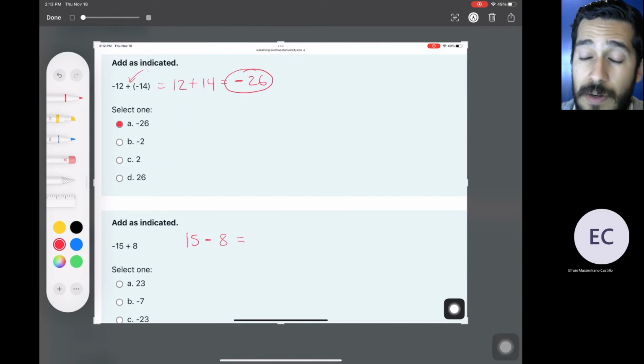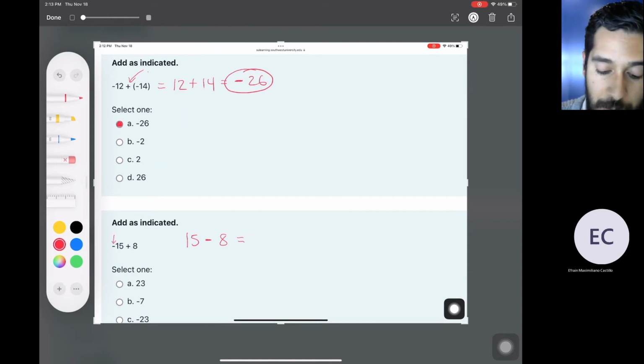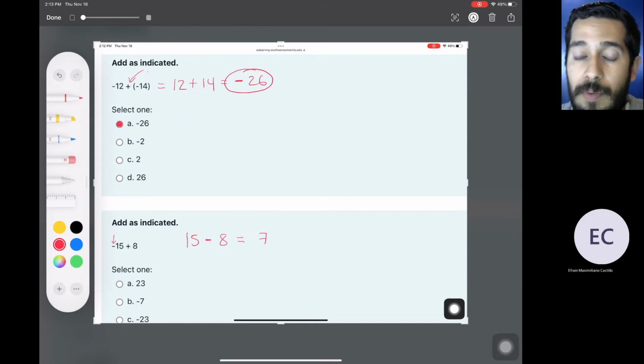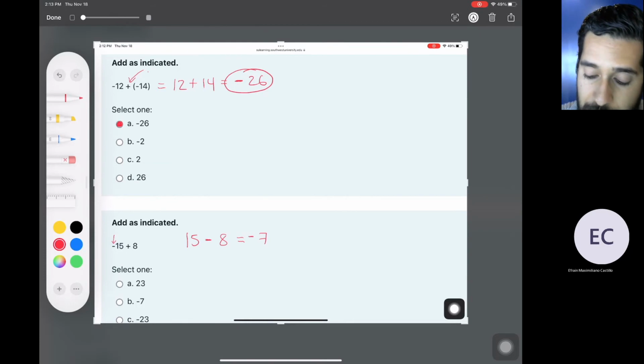I know 15 is larger, so the result is going to carry over this sign over here, the negative sign. So 15 minus 8, that's got to be 7. And then the sign of the result has to be that of the number that's larger. Okay, so negative 7 should be my second result over here.